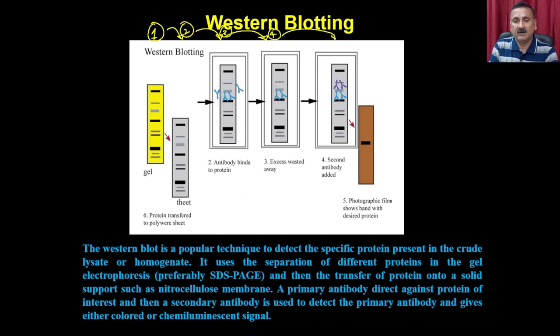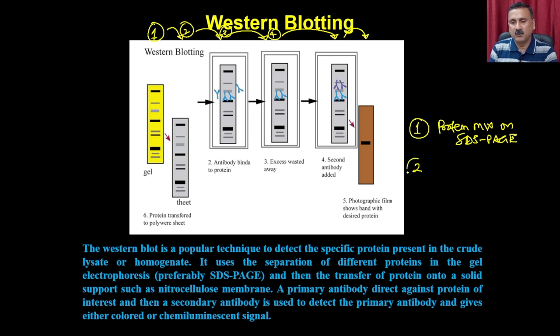Then you have the secondary antibody followed by washing, and then you add the substrate or the different types of reagents required for developing, and it gives you a band corresponding to a particular protein. So what you see here is that it mainly has 5 different steps. Step number 1, you resolve the protein mixture on SDS-PAGE.